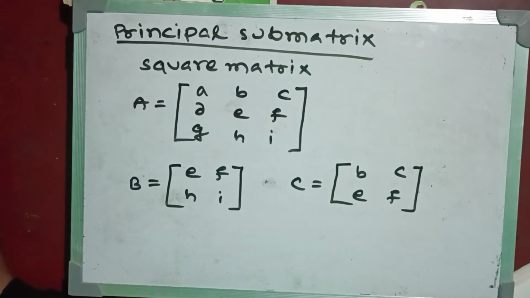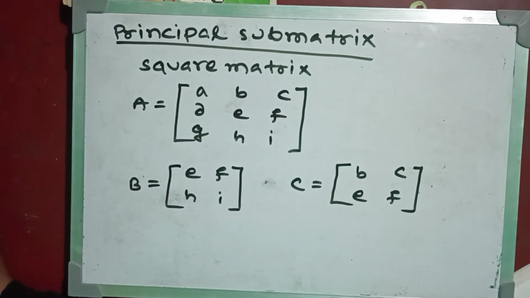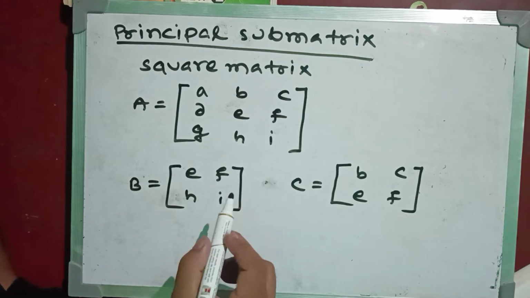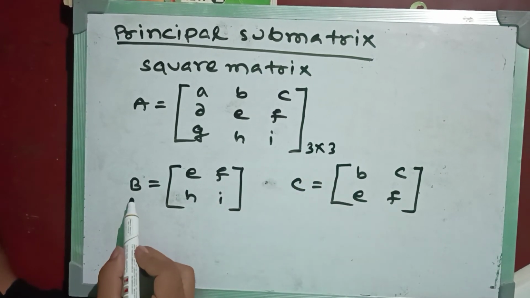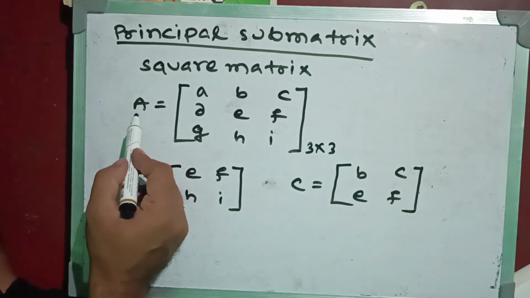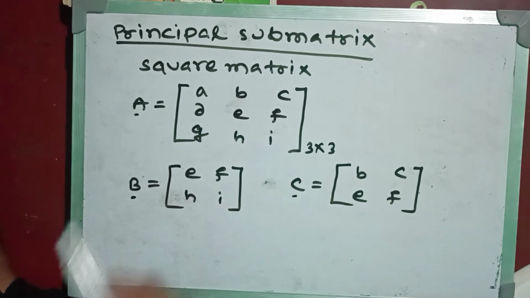Now I will discuss the principal submatrix. I have taken a matrix here, A. Here we have to consider that the matrix must be a square matrix. It must be a square matrix. So I have taken a 3 cross 3 matrix. Here B is a submatrix of A and C is also a submatrix of A.